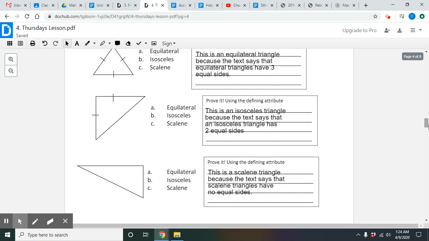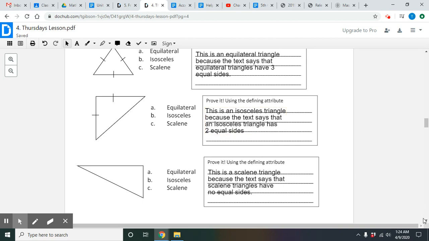So is this equilateral, isosceles, or scalene? What do the two hash marks mean? Exactly, that they are both equal to each other. So this means that since they have this defining attribute of two equal sides, this makes this an isosceles triangle.